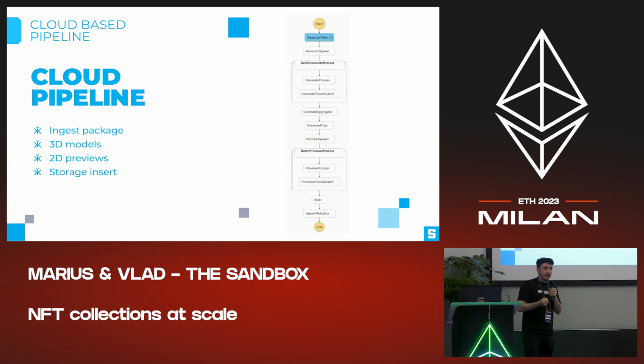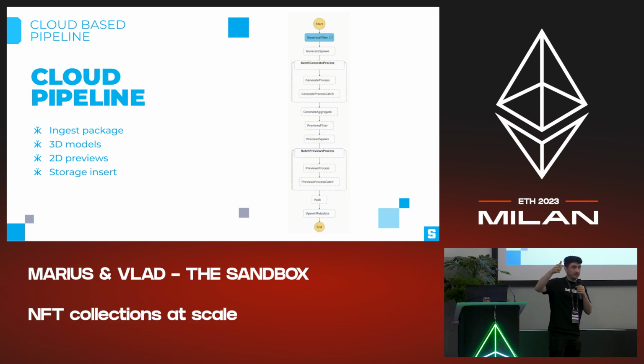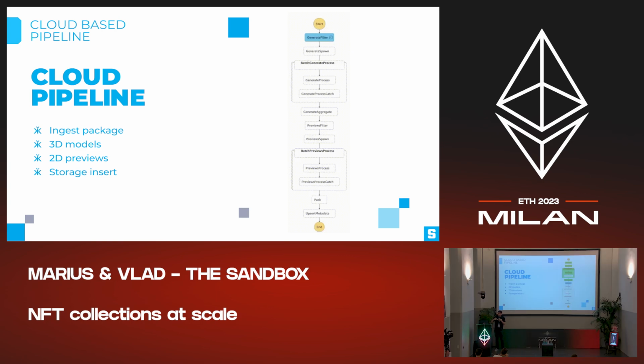First, we receive the package from our artists. We generate the 3D models really efficiently in parallel using a caching mechanism. So if you change just one trait, the entire collection is not regenerated, just the models affected by those changes. We move forward to generate the 2D representation. Then we pack everything together, and we put it in our storage and then our ecosystem.